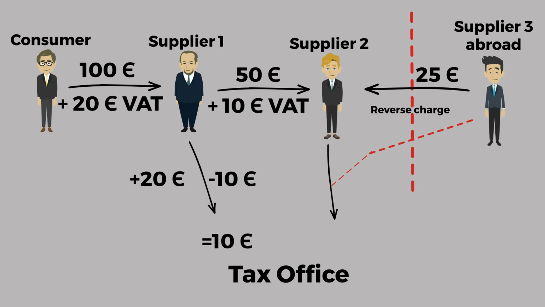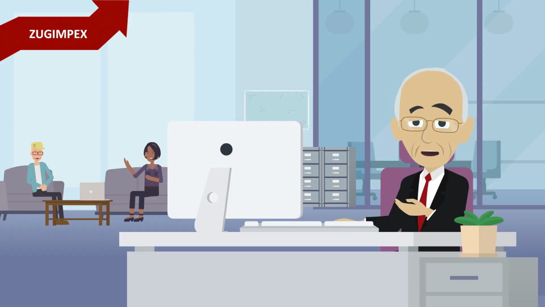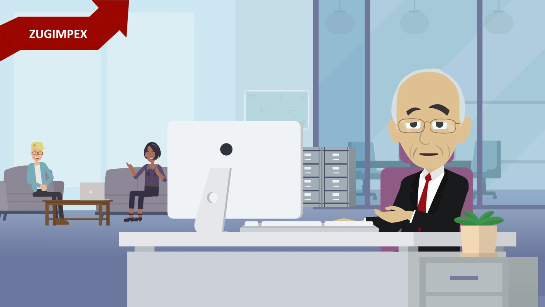Supplier 2 declares first the €10 in his VAT declaration which he had received from supplier 1. In addition, he declares like a trustee the €5 on behalf of supplier 3 and deducts this €5 as his own input tax. He pays €10 to the tax office. In total, the €20 which the consumer had paid end up at the tax office. So this is the system, and now we move on to how to apply VAT rules in an international context.